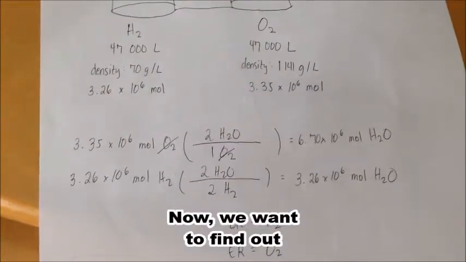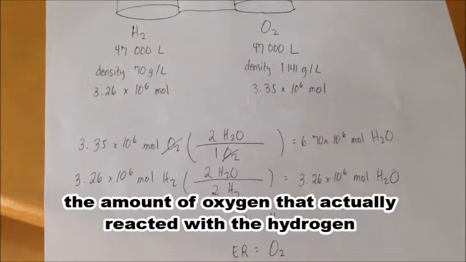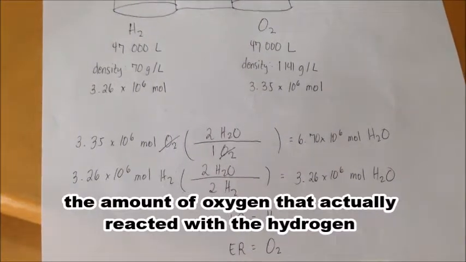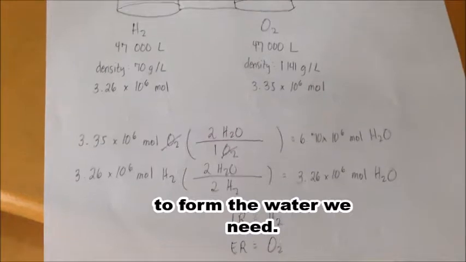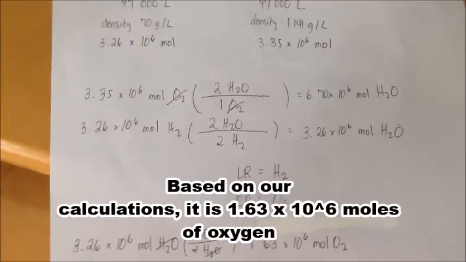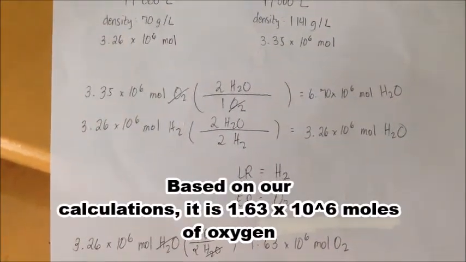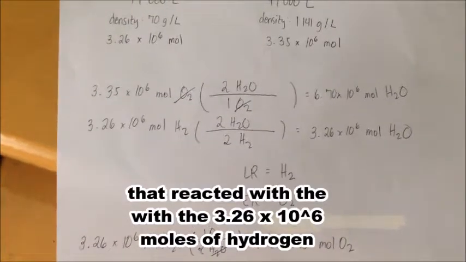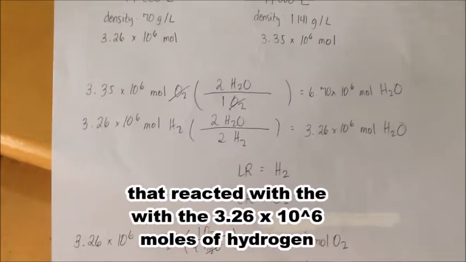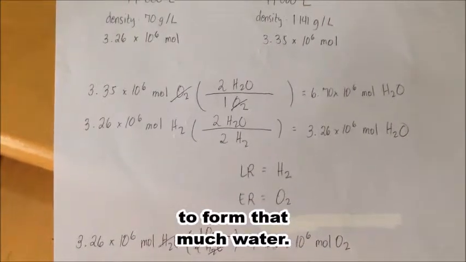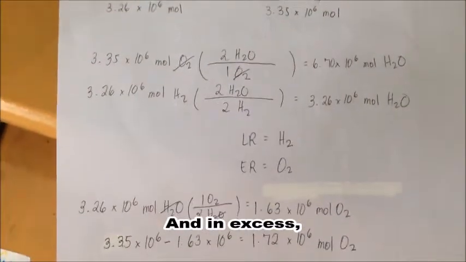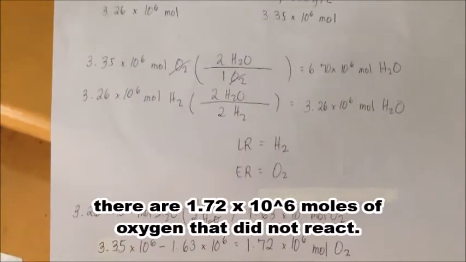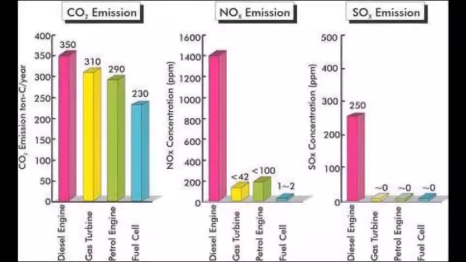Now we want to find out the amount of oxygen that actually reacted with the hydrogen to form the water we need. Based on our calculations, it is 1.63 × 10^6 moles of oxygen that reacted with the 3.26 × 10^6 moles of hydrogen to form that much water. And in excess, there is 1.72 × 10^6 moles of oxygen that did not react.